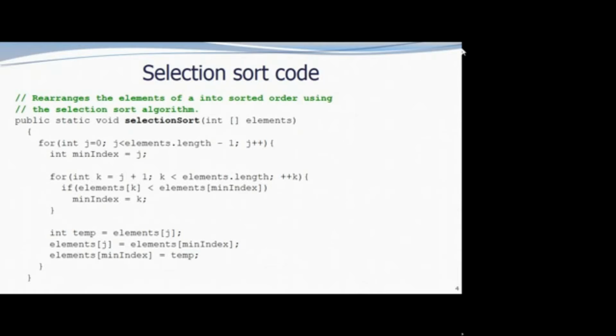Swap them. Now we have a sorted array of size 2, and all the rest are unsorted. So then j becomes 2, the next index, and k becomes the one after it. Does that make sense? And we keep going until we've sorted everything. We keep finding the minimum value, selecting it, and swapping it out with the old one.